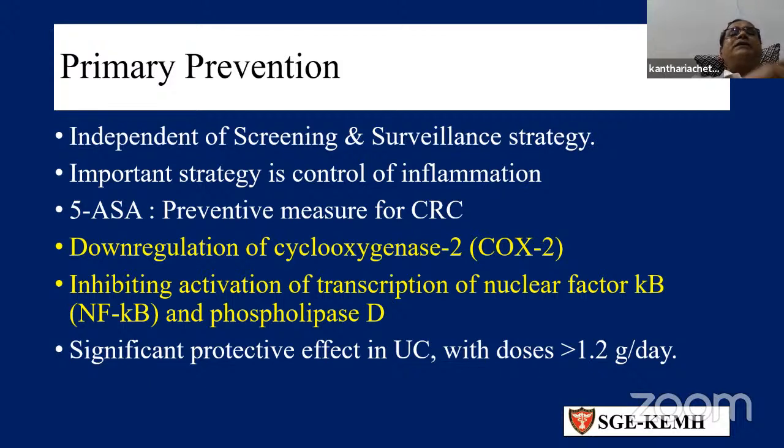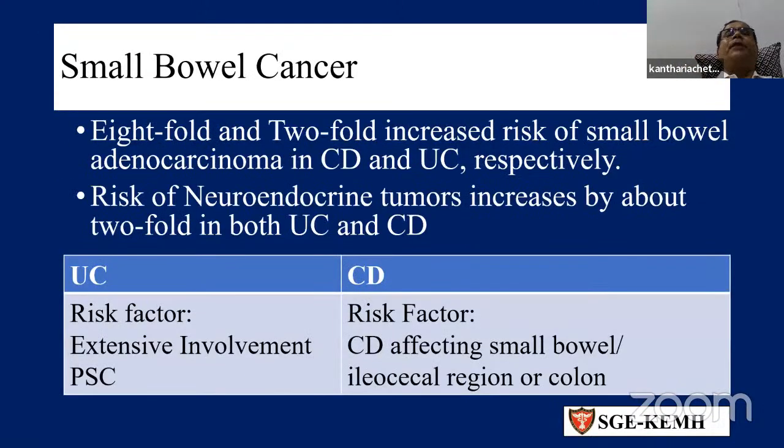In this context, 5-aminosalicylic acid plays a great role in preventing colorectal malignancies occurring in patients with inflammatory bowel disease. What it does is it downregulates cyclooxygenase 2. It inhibits the activation of transcription of nuclear factor kappa B and phospholipase D. And it is believed that in doses of more than 1.2 grams per day, it offers a significant protective effect in patients with ulcerative colitis. Now we come to small bowel malignancies.